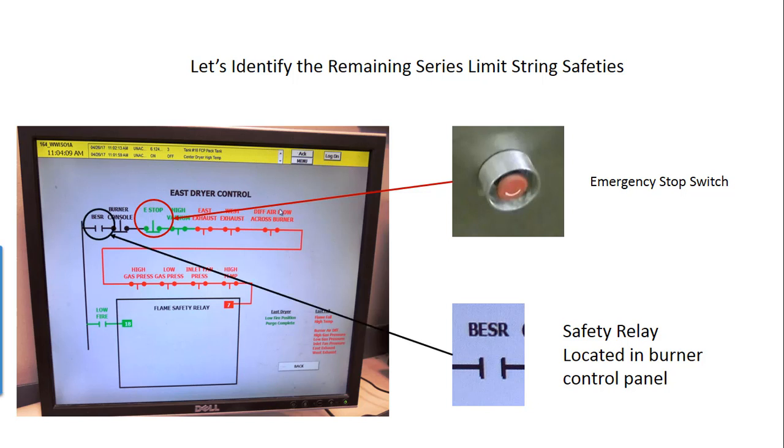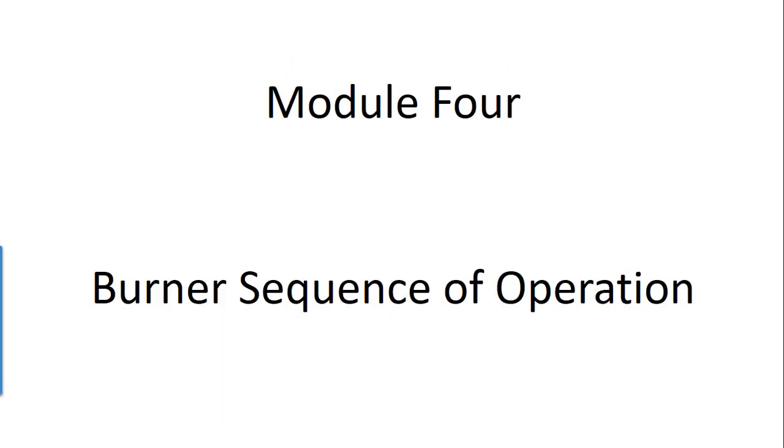And then the last element that we're looking at here is the safety relay, and that's located in the burner control panel. So that's something that would be in the MCC. Okay, that concludes module number 3.